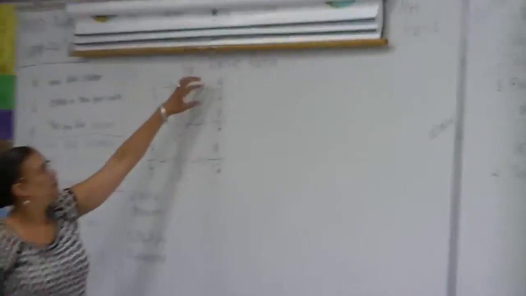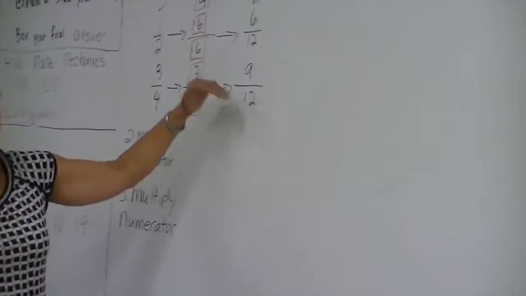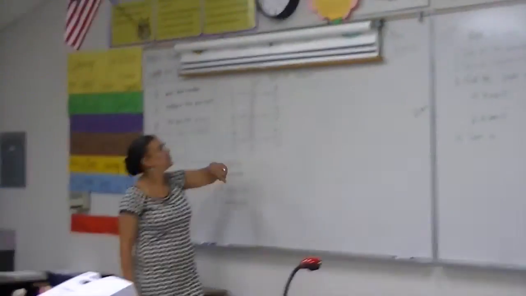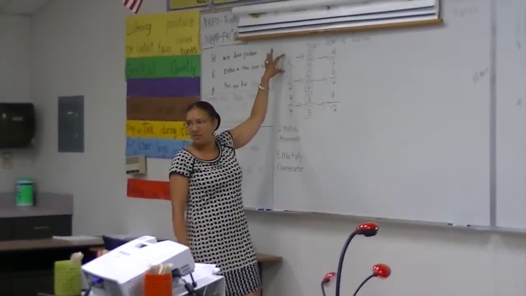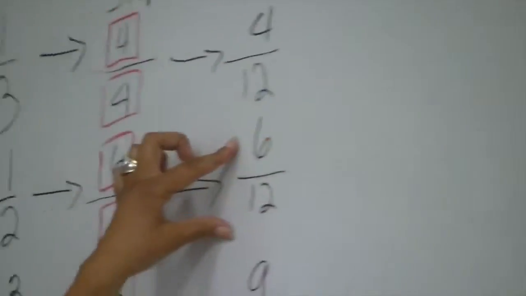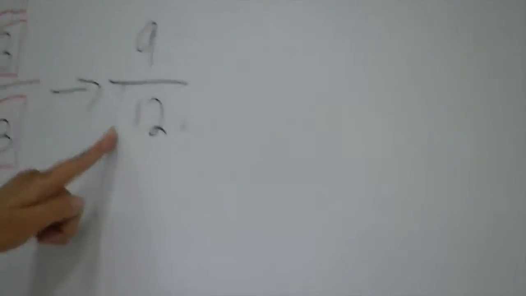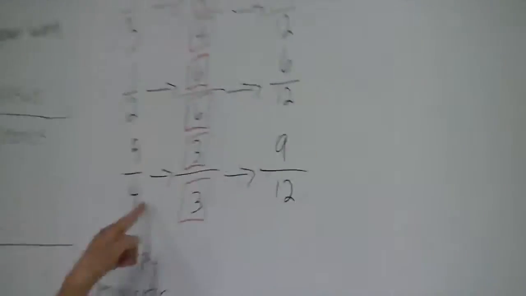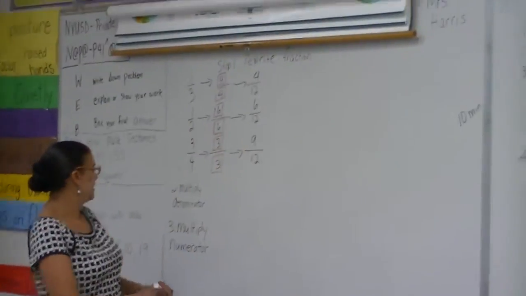Now I can add 4/12 plus 6/12 plus 9/12 because they all have the same denominator. 1/3 is the equivalent of 4/12. This is just simplified. 1/2 is equivalent to 6/12. 3/4 is equivalent to 9/12. Now I can add my fractions.